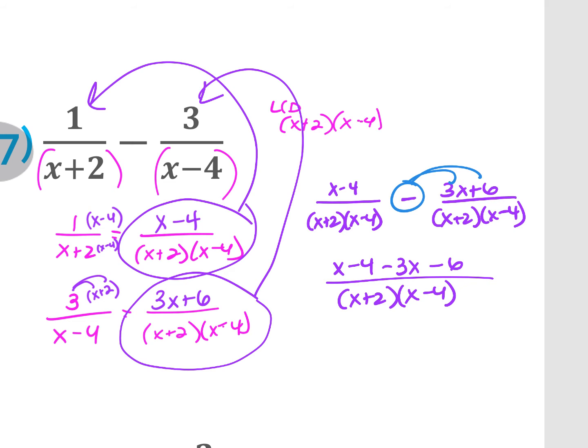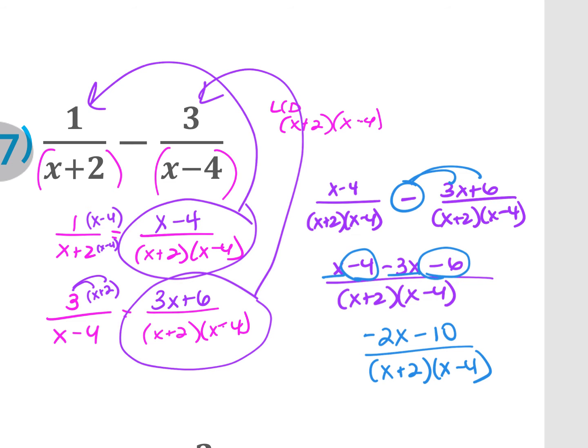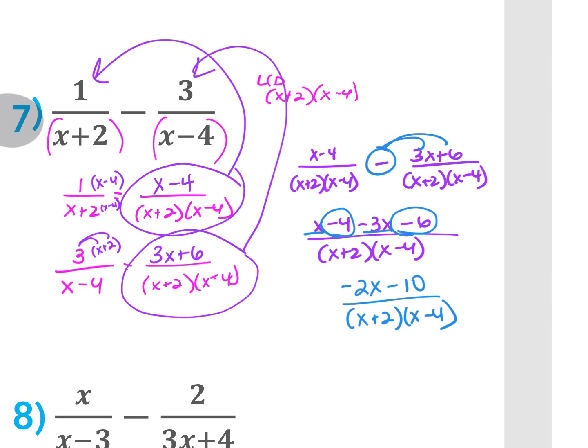I'm going to combine my like terms in the numerator. 1x and negative 3x is negative 2x. Negative 4, negative 6, negative 10, over x plus 2, x minus 4. Now you can take out a negative 2, negative 2x plus 5, or a positive 2 and just change the signs. But it's not going to cancel with anything, so you don't have to do that step. I would take either of these answers. I would take this one, or I would take this one.